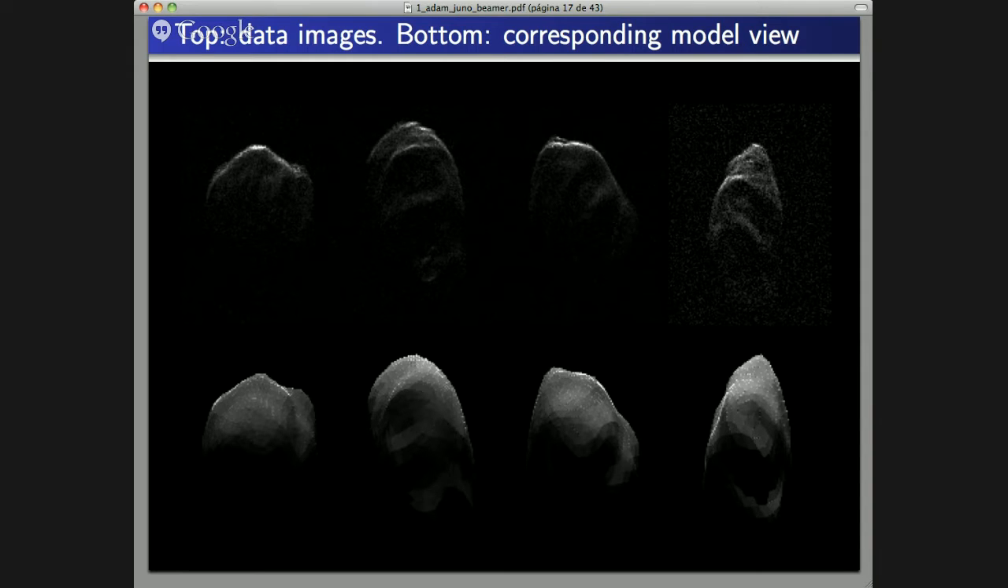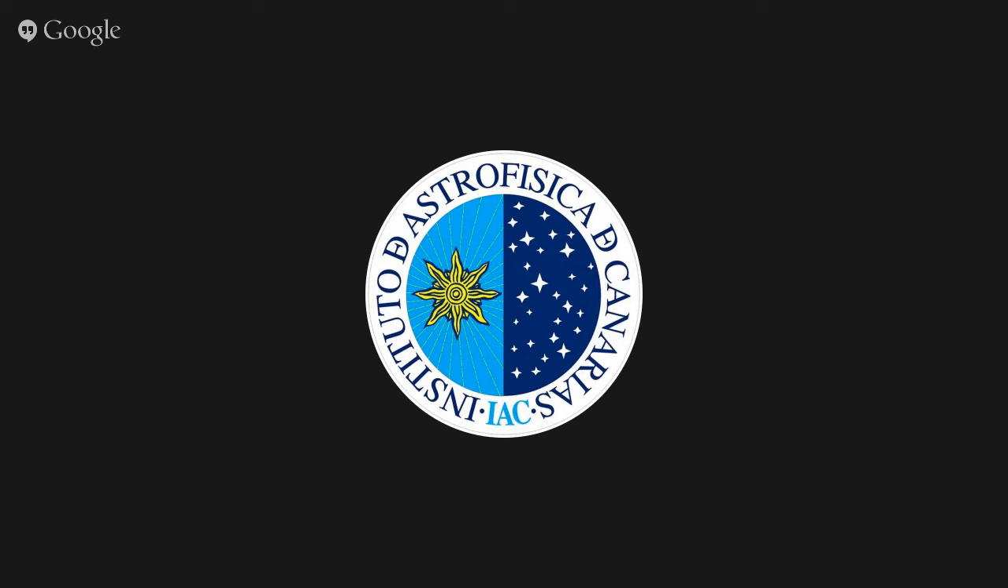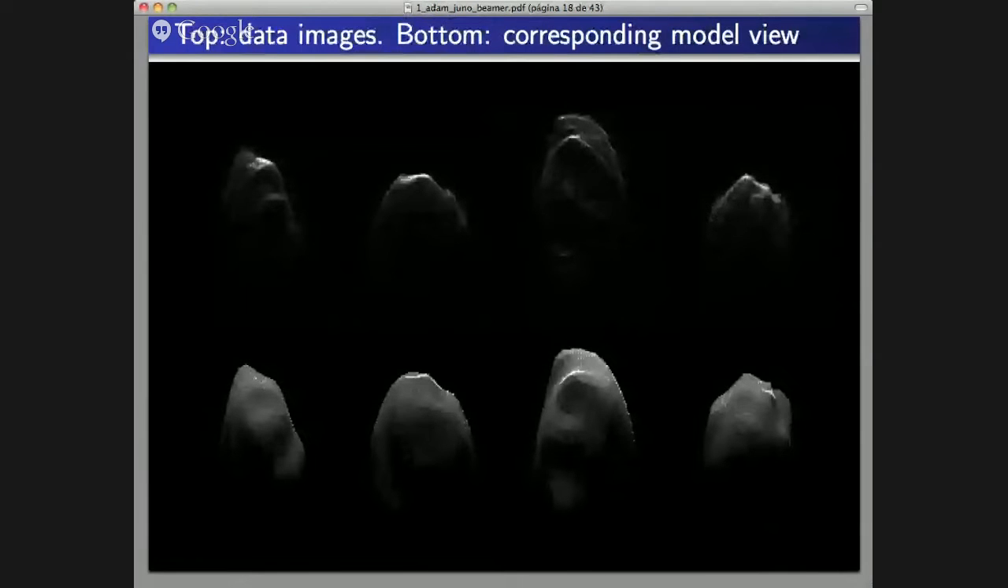Here are some other images. You can see that some of the features are very nicely reproduced in the model. And of course, the important thing is the fast reconstruction. This model was calculated in 20 minutes.